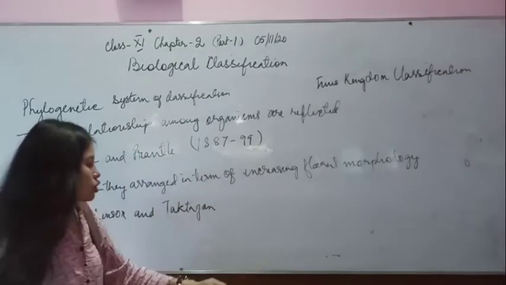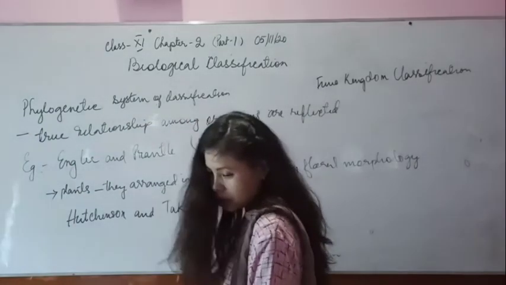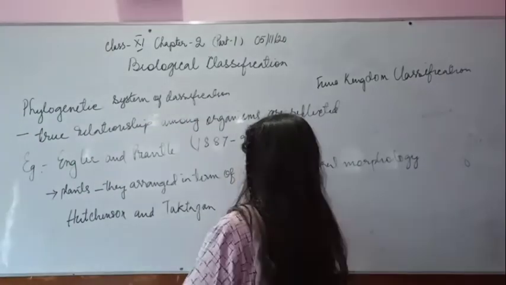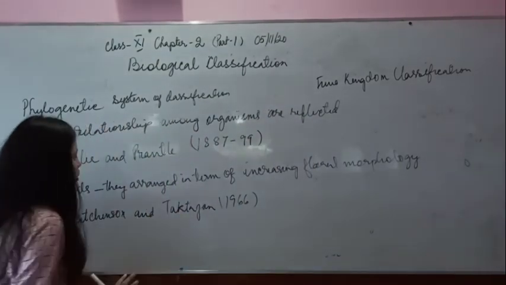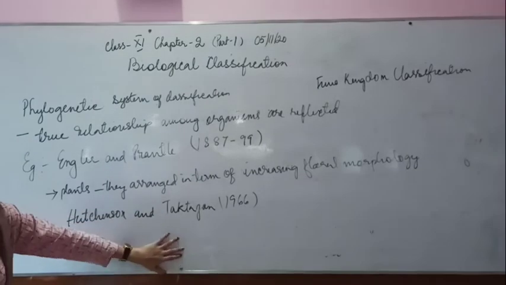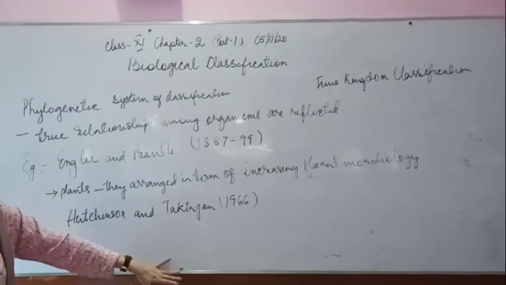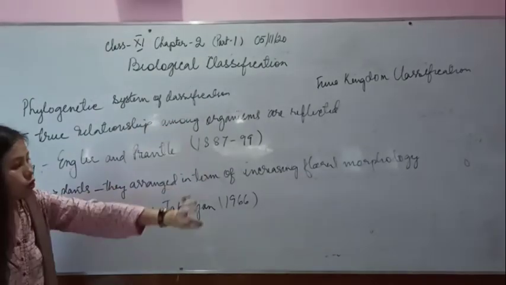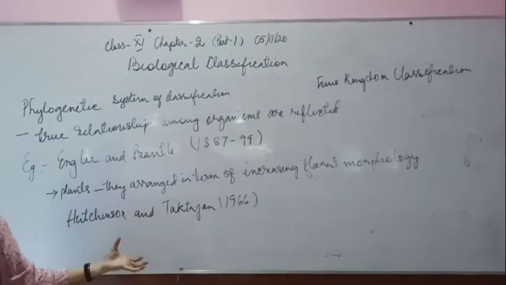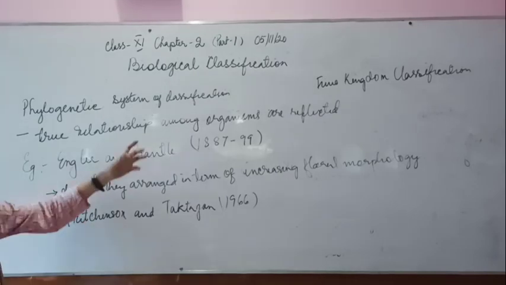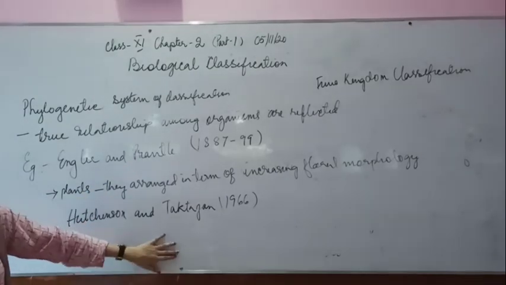Their classification is also based on phylogeny, and it was in 1966. Therefore, compared to Engler and Prantl, the Hutchinson and Takhtajan system of classification is more improved, because at that time we did not have much information available. When you compare 1966, we have many types of information available comparatively. So this is also an example.